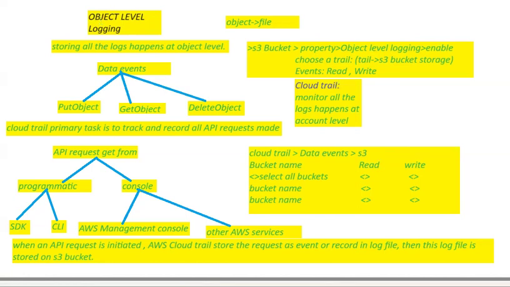This is about object level logging, where you can access logs regarding object level data events, that is PutObject, GetObject, and DeleteObject. So what does this object level logging store? Logs related to object level data. An object is nothing but a file. File related data events are what? PutObject, GetObject, and DeleteObject.